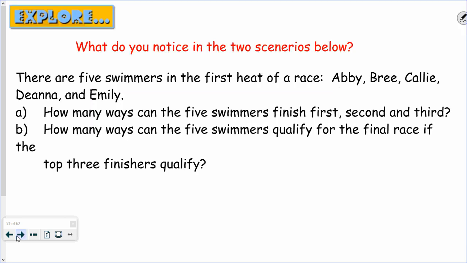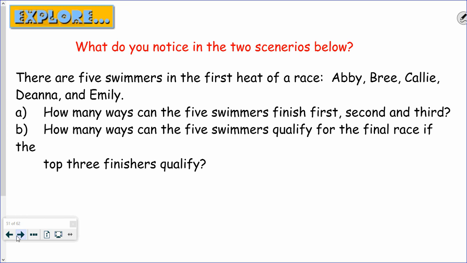So here's the first question. It says there's 5 swimmers in the first heat of a race: Abby, Bree, Kelly, Dina, and Emily. A says, how many ways can they finish first, second, third? And then B says, how many ways can they qualify for the top 3 spots?